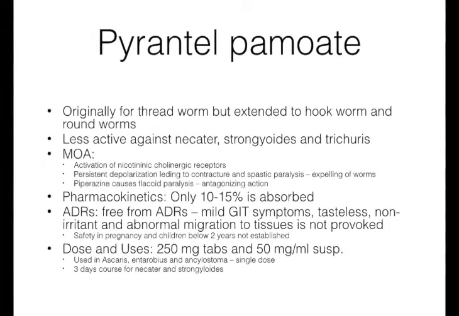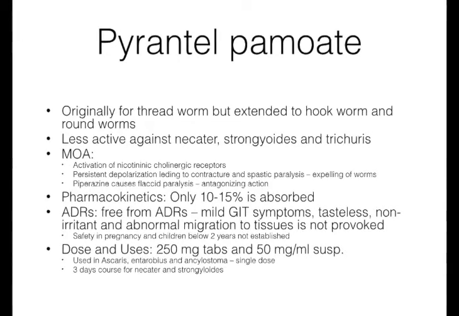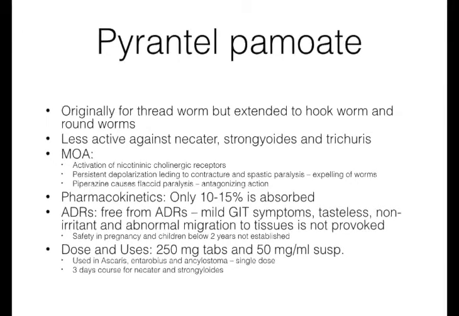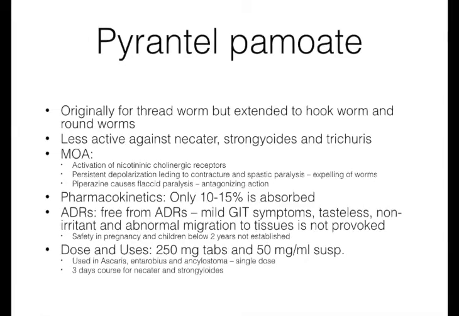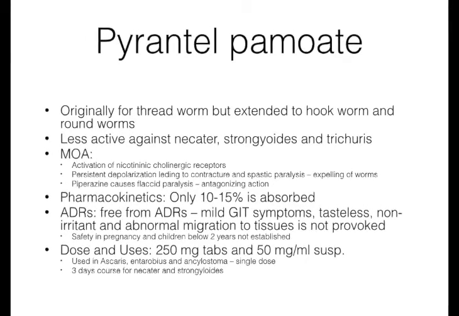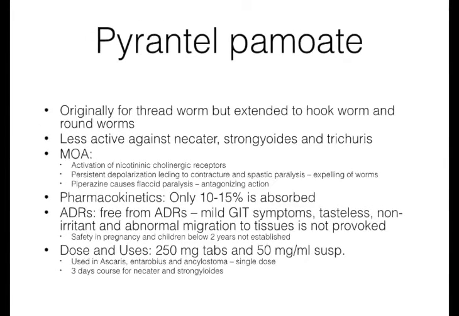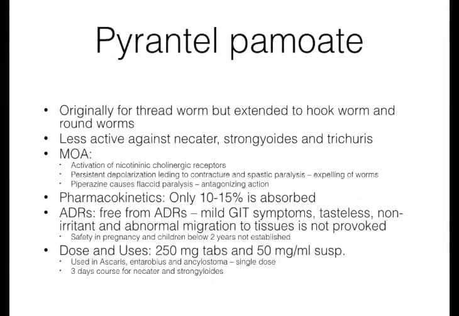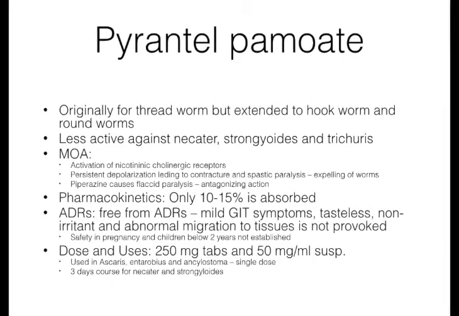This drug is a neuromuscular blocking agent that causes release of acetylcholine and inhibition of cholinesterase, which results in paralysis of worms followed by expulsion. The clinical uses of pyrantel pamoate.